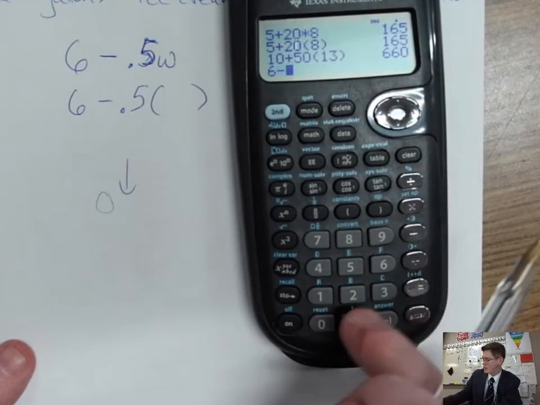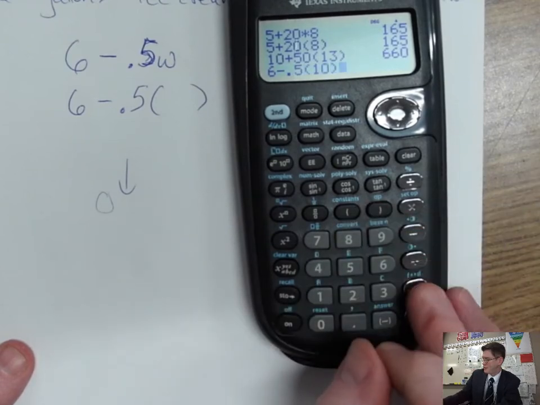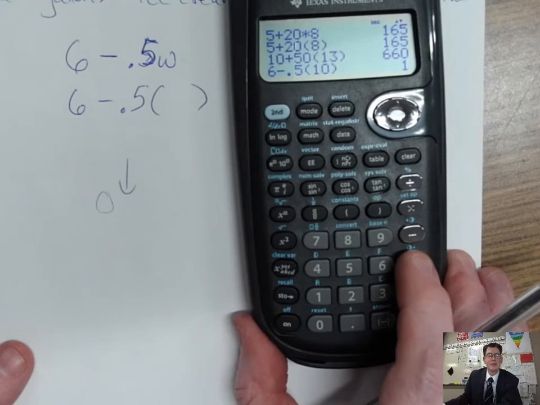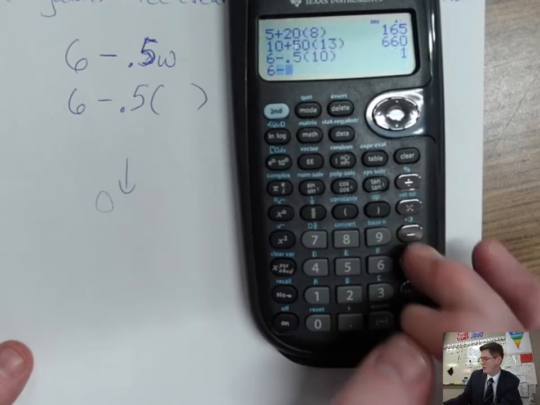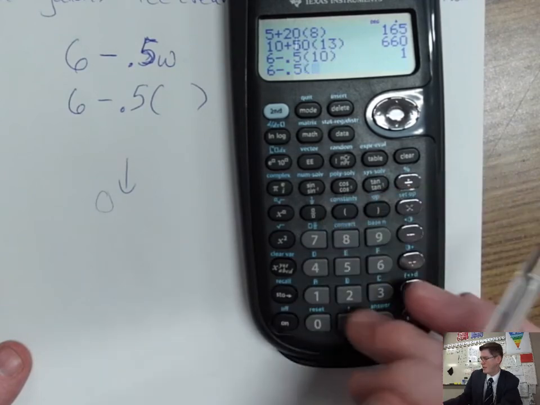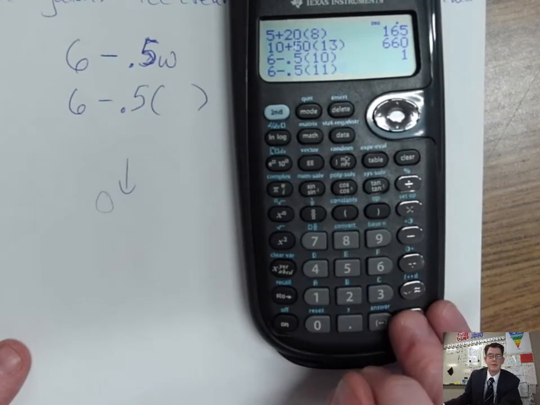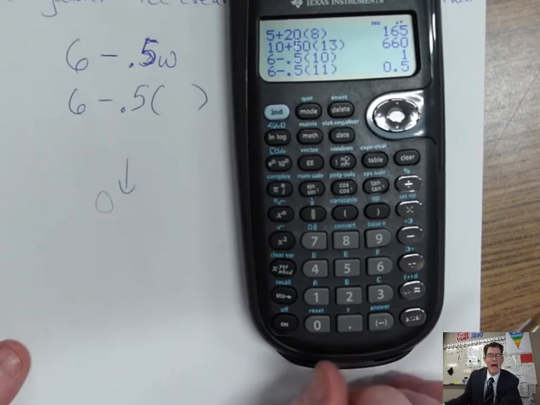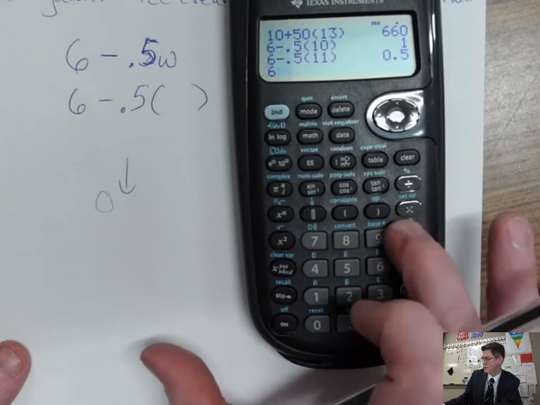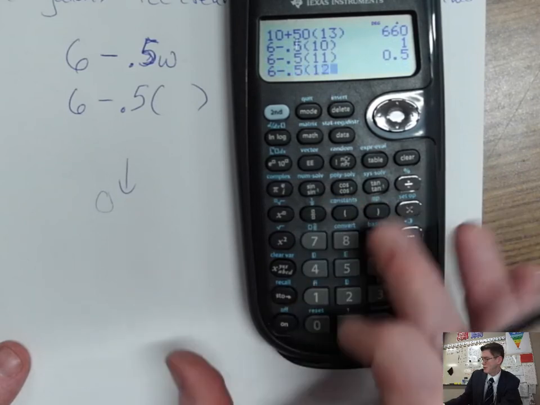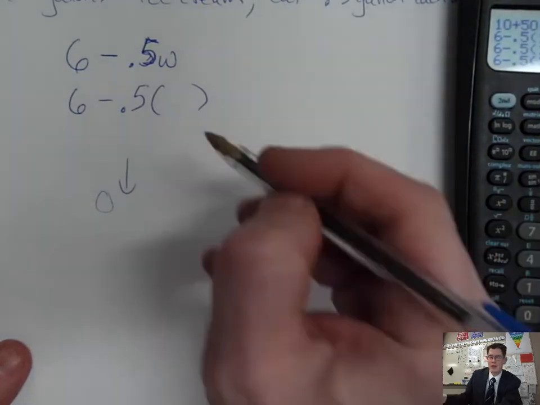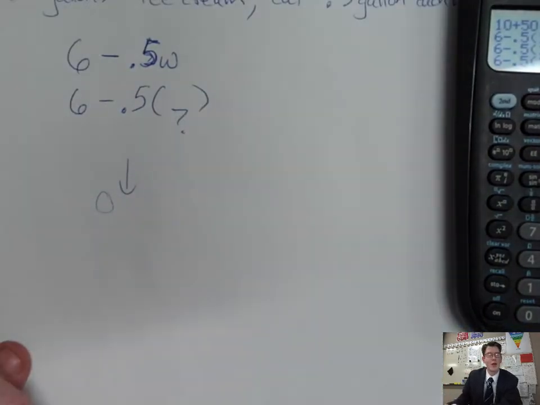So 6 minus 0.5 times 10. Oh, that's down to 1. So if I do 12, let's say I'm not that lucky to do 12. Let's say I do 11. 6 minus 0.5 times 11, oh, I'm at a half, so I just need to take off another half. 6 minus 0.5 times 12, that's how we get to 0. So it's a matter of what number would go there to get us into the zeros.